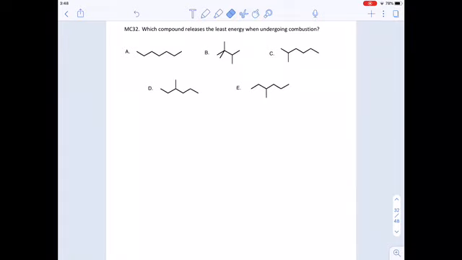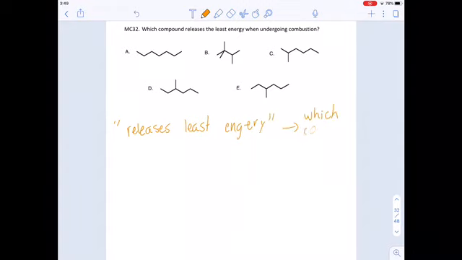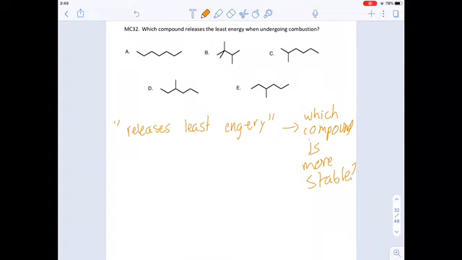Okay. Multiple choice 32 asks, which compound releases the least energy when undergoing combustion? So when you're thinking about something that's going to release the least energy, they're also asking you which one is the most stable. So it releases least energy equals which compound is more stable.